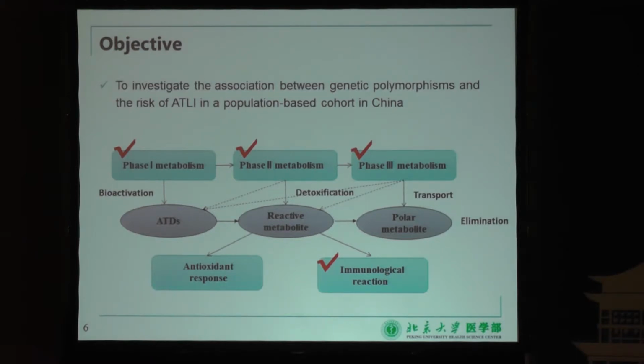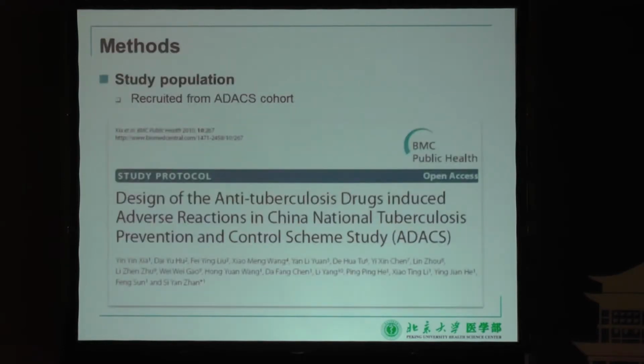The objective of our study is to investigate the association between genetic polymorphism and the risk of ATLI in a population-based cohort in China. This is a figure of the biotransformation of ATDs in the cell. We take phase 1, 2, 3 metabolism as well as immunological reaction into consideration in our study. The study population were recruited from the anti-tuberculosis drug-induced adverse reaction in China National Tuberculosis Prevention and Control Scheme Study, which is called ADACS for short.